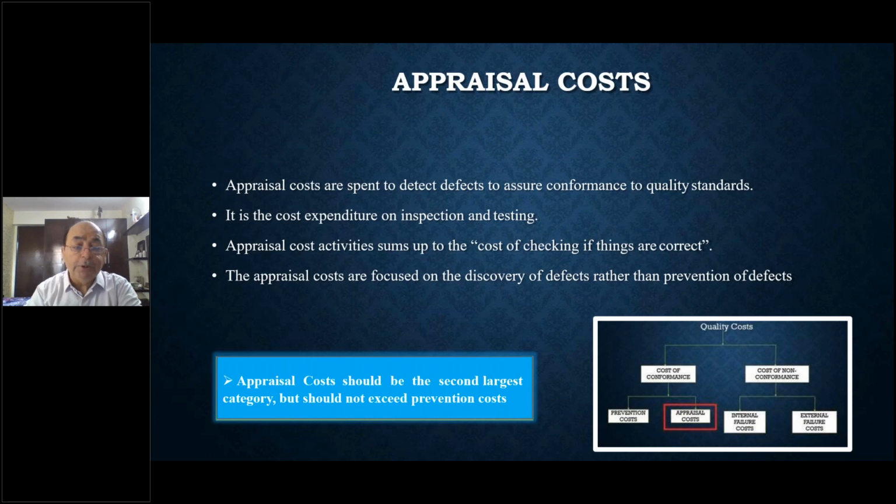Sir, maybe right, but I would again say this will depend upon the organization, and this will also depend upon the context in which the organization is working at that point. But on the whole, these factors are the lowest at prevention, slightly higher at appraisal, higher again at internal failure, and again higher at external failure. But will it be 0.5, 1, 2, or 4?